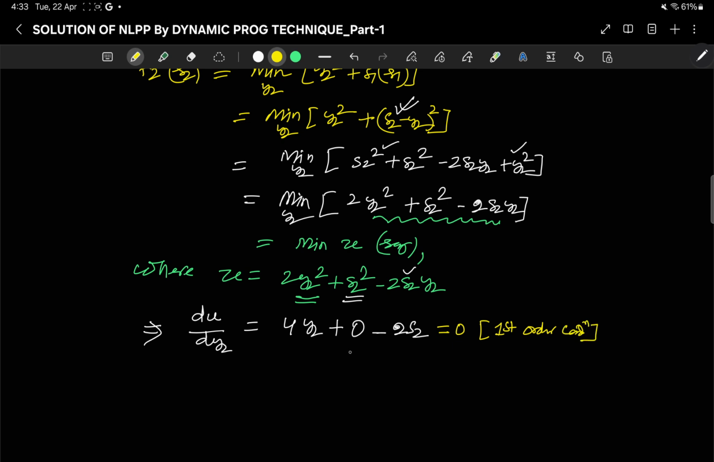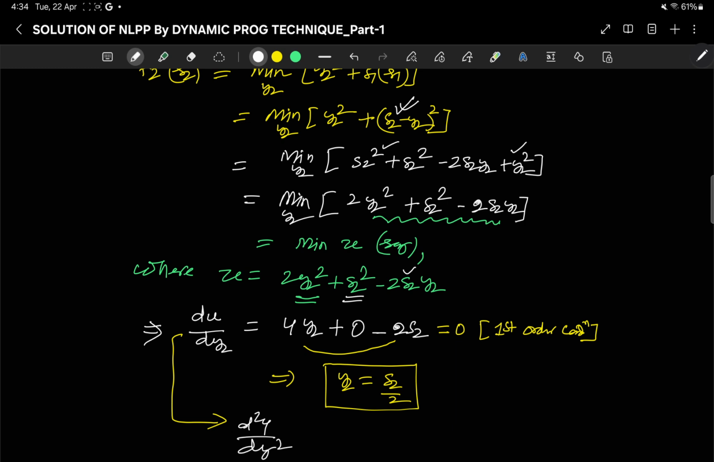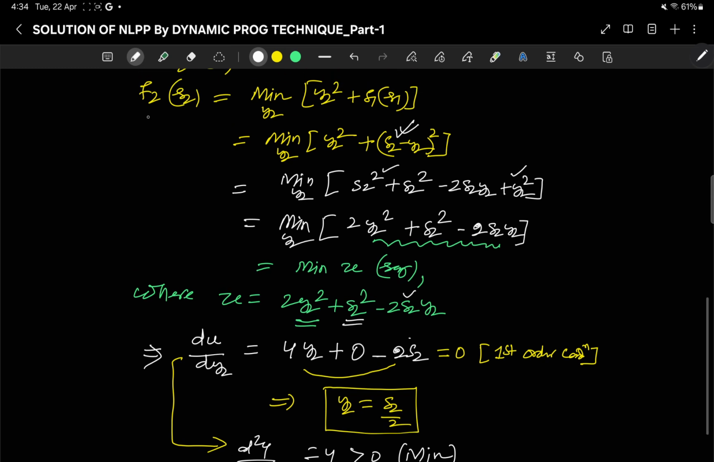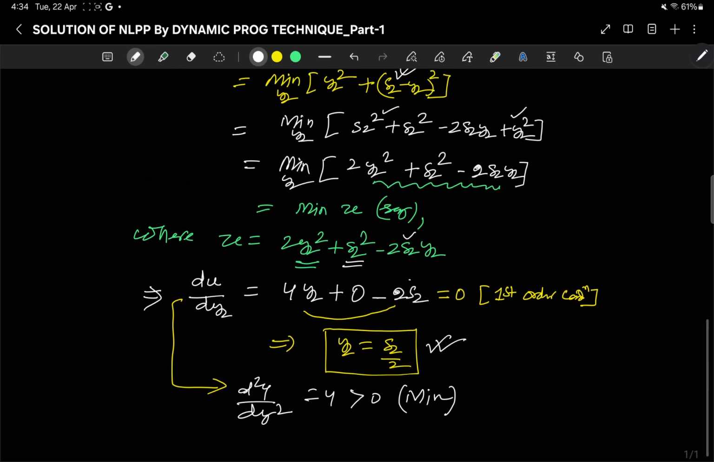So this implies, solving it, y2 is equal to s2 by 2. So we get the value of y2 in terms of the state variable s2. Now to ensure that it is a minimization problem, we have to find the second derivative. What is my second derivative? d square u by dy2 square is 4, which is positive, so it leads to minimization. So the minimization of f2(s2) is attained at y2 equal to s2 by 2.